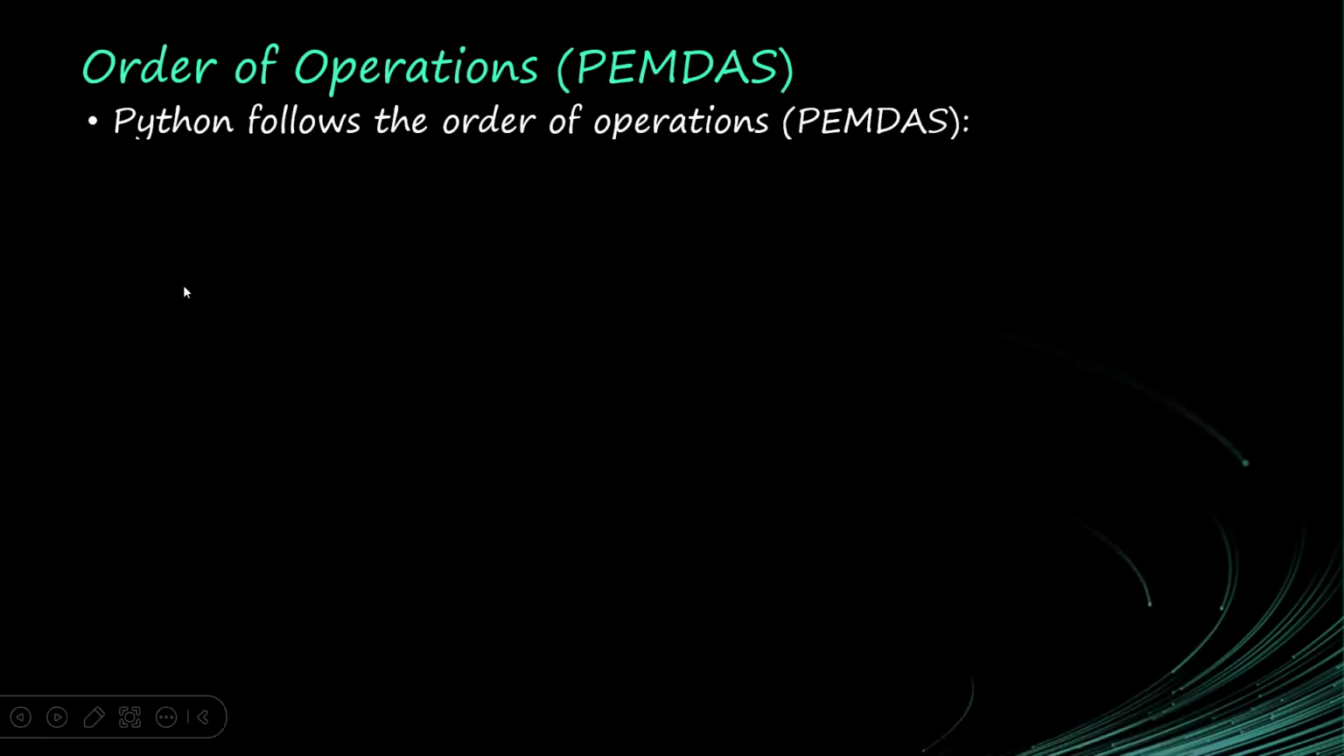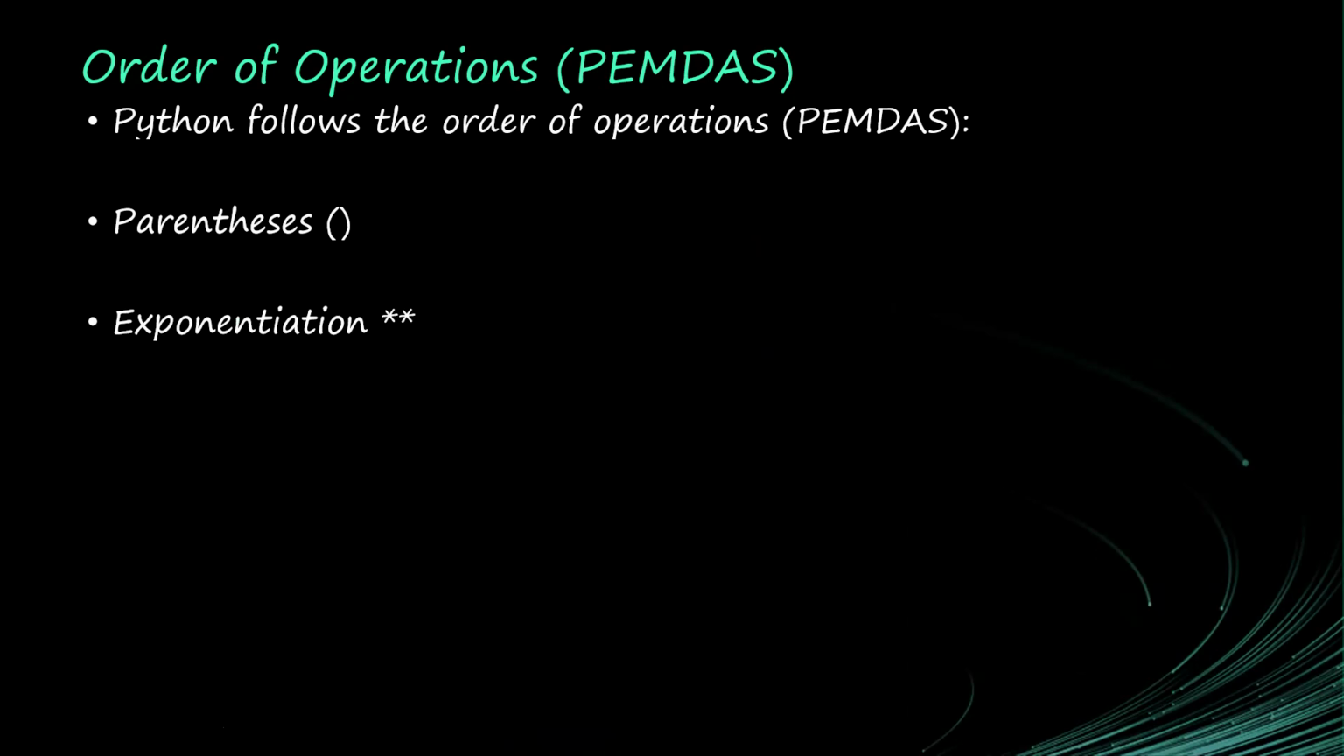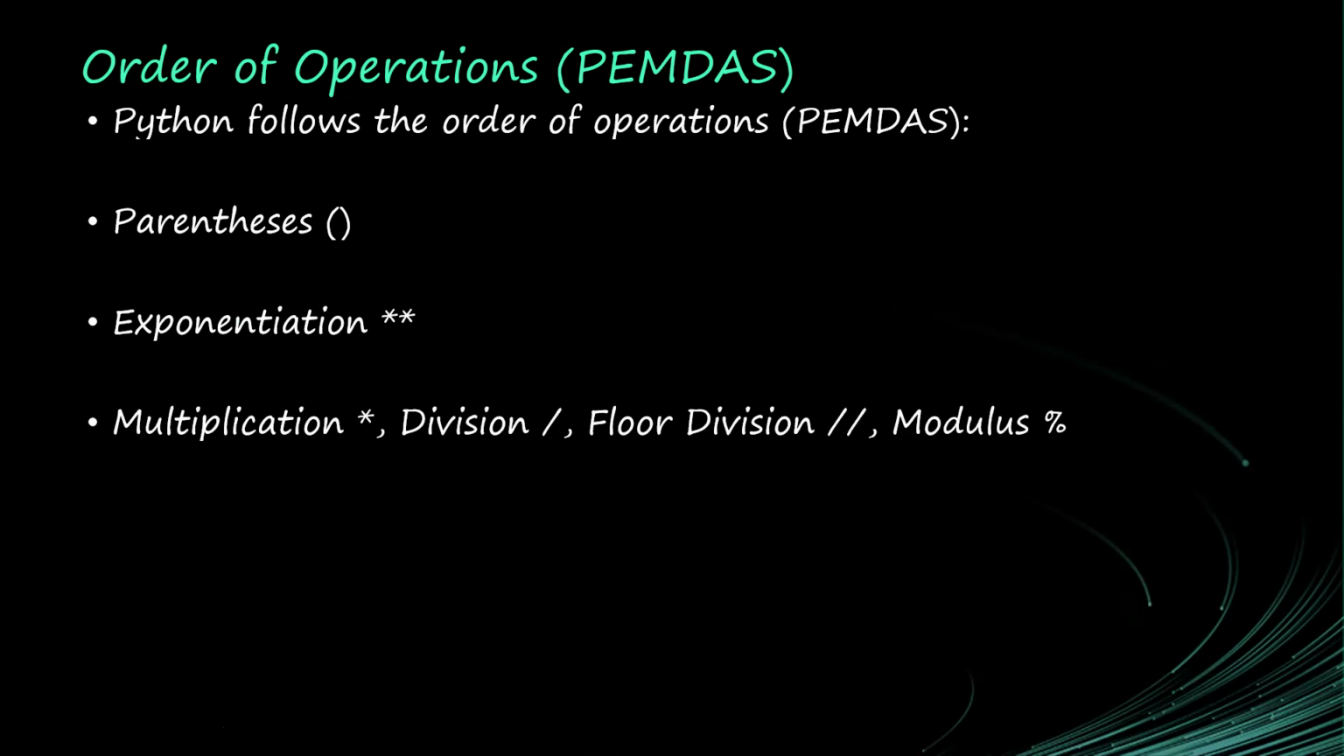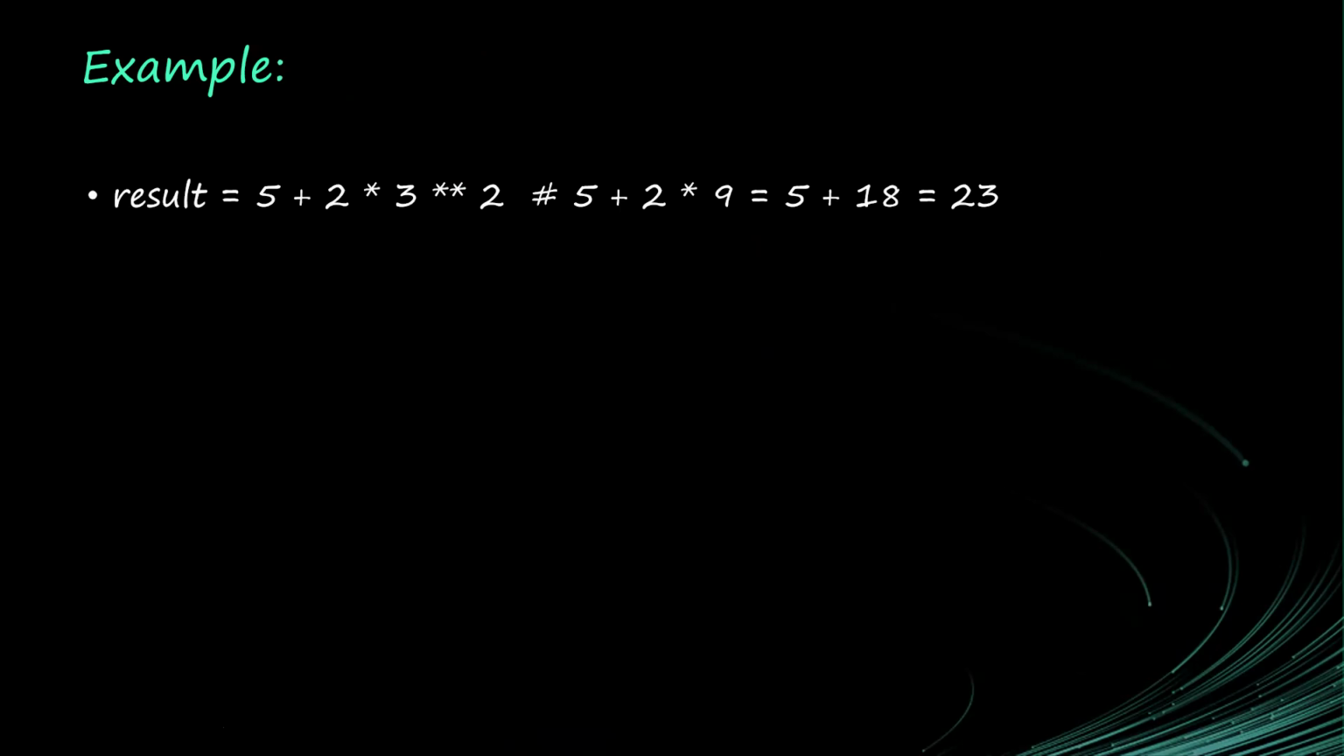So let's go to the slide and explain more. It has to follow the order. The first one is the parenthesis. Anything in parenthesis will be evaluated first. Anything that has exponential will be evaluated next. Multiplication, division, floor division, modulus, they will be evaluated next. Then addition and subtraction will come last. Okay, so this is an example. The result is 23. But how did we get 23?